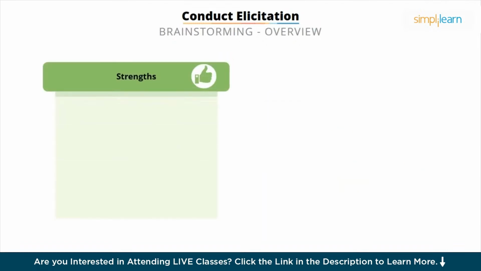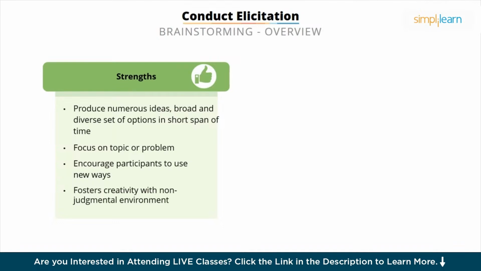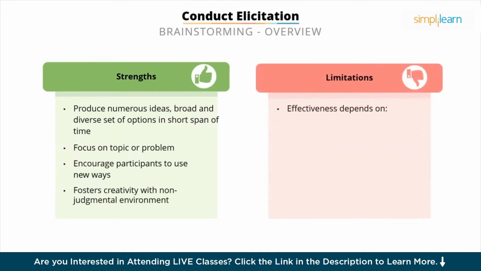The aim of brainstorming is to produce numerous ideas and to produce a broad or diverse set of options in a short period of time. Brainstorming works by focusing on a topic or a problem. The participants are encouraged to use new ways of looking at things in a group, non-judgmental environment to foster creativity. Effectiveness of the brainstorming session depends upon individual creativity and willingness to participate.